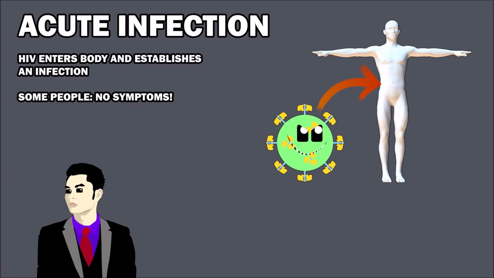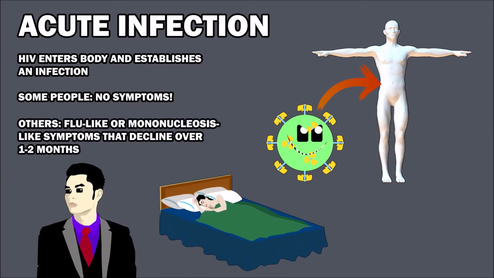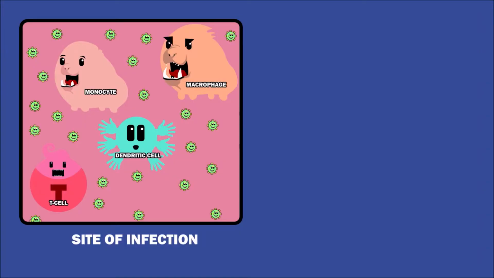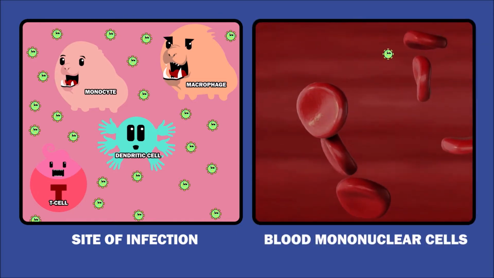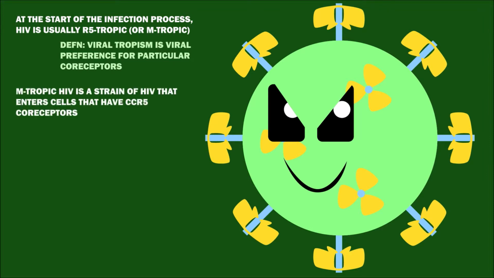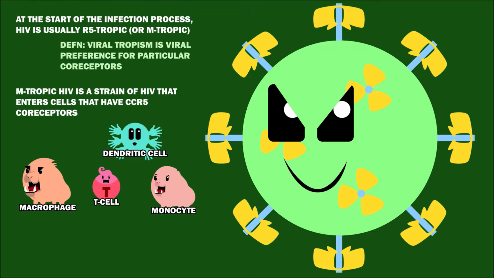Some people get no symptoms during this period, though typically there will be flu-like or mononucleosis-like symptoms that decline over 1 to 2 months. Initially, replication occurs within immune cells at the site of infection, or in peripheral blood mononuclear cells. At the start of the infection process, HIV is usually R5 tropic, or M tropic. Viral tropism is viral preference for particular co-receptors. M-tropic HIV is a strain of HIV that enters and infects cells that have CCR5 co-receptors. So again, T cells, macrophages, monocytes, and dendritic cells.